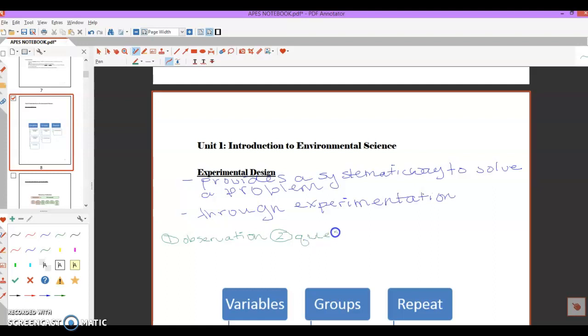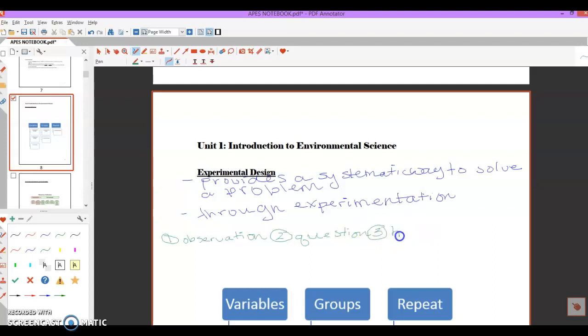Now after you've made your observation, the second thing you will do is question. You're going to make a question based on your observation. So, I noticed the sky is blue. My question is, why is the sky blue? Something like that.